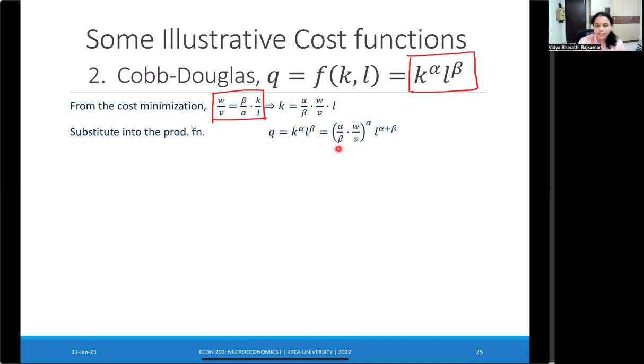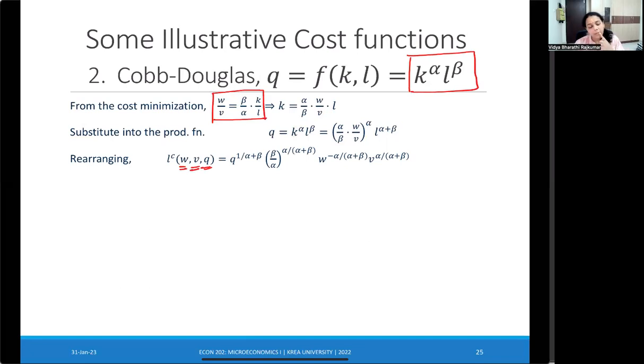And now I have a resulting expression where the terms are Q, alpha, beta, W, V, and L. From solving this equation, I can write L as a function of all of these other things, alpha, beta, V, and W. So what am I accomplishing by doing this? I've been able to express my labor exclusively as a function of W, V, and Q.